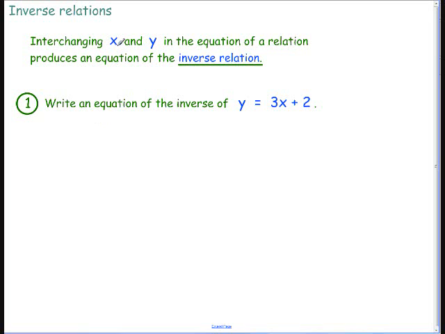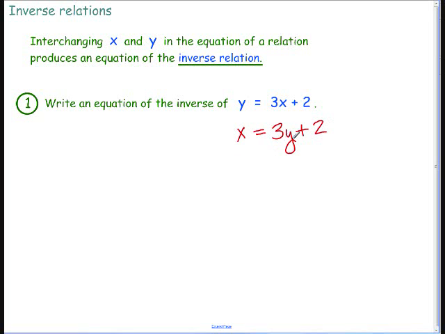You will remember this from algebra. If we interchange x and y in the equation of a relation, it produces an equation of the inverse. So what is the inverse equation for this? Well, every place we have a y, we put in an x. Every place we have an x, we put in a y.